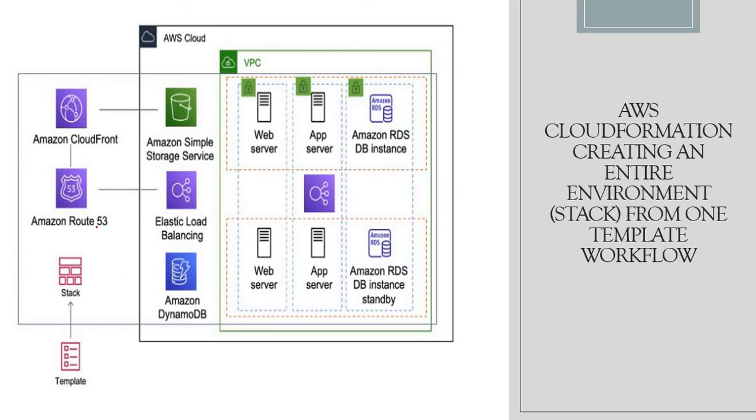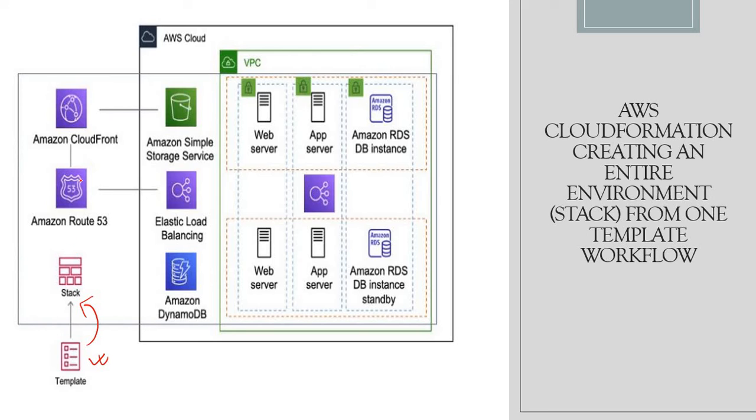Now you can see in this example that there are many services: CloudFront service, Route 53, S3 bucket, Elastic Load Balancing, DynamoDB service, web server, and RDS service. Many services can be controlled using the template we are creating in the CloudFormation environment. With the help of the template, I just want to create a stack of the resources I want to acquire.